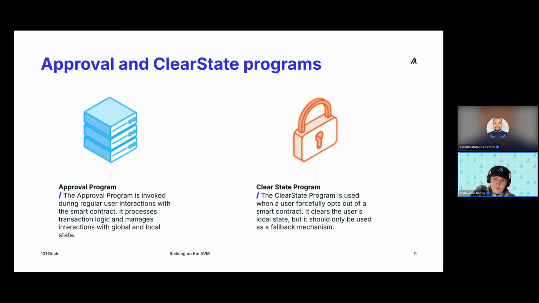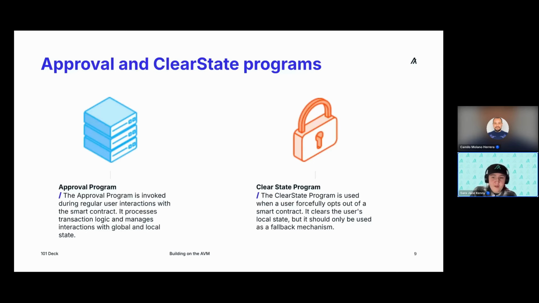Our clear state program is different. Its role is to manage forced opt-outs from a smart contract. When a user wants to leave or exit the contract, but didn't go through the proper opt-out process, perhaps maybe when the developer was building the smart contract, they never gave that option. But of course, just thinking of it, if you go into a smart contract, you don't want to be stuck inside of that smart contract. So the clear state program kicks in at that point. So it allows you to exit. You'll never be stuck inside of a smart contract. Its main job is to clear any local state that the user had within the contract.